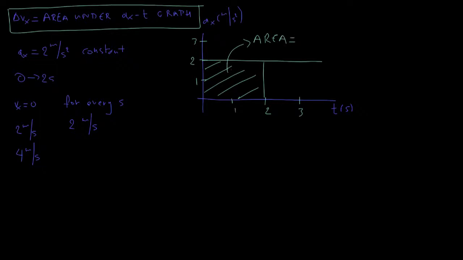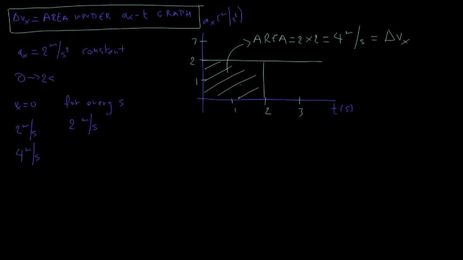Now, what is this area, the area under this graph? I have a side of 2 and another side of 2. So this is a very simple calculation. 2 by 2, 4. I get 4 meters per second. This is the change in the velocity in the x direction. So anytime you want to find the change in velocity, if you have the acceleration versus time graph, then you can simply find the area under the graph, and this will give you the change in velocity.